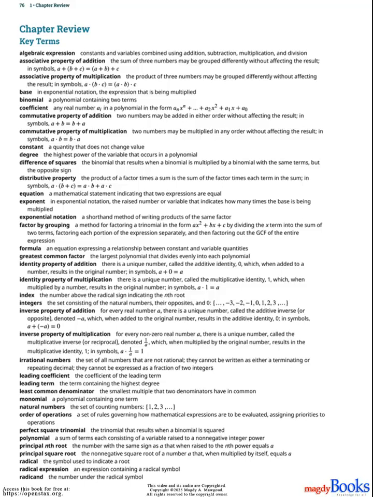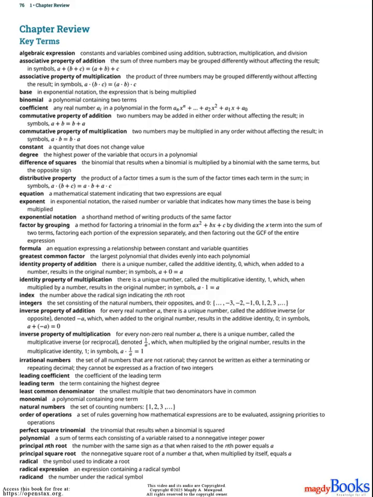Factor by grouping. A method for factoring a trinomial in the form ax² + bx + c by dividing the x term into the sum of two terms, factoring each portion of the expression separately, and then factoring out the GCF of the entire expression. Formula. An equation expressing a relationship between constant and variable quantities. Greatest common factor. The largest polynomial that divides evenly into each polynomial.